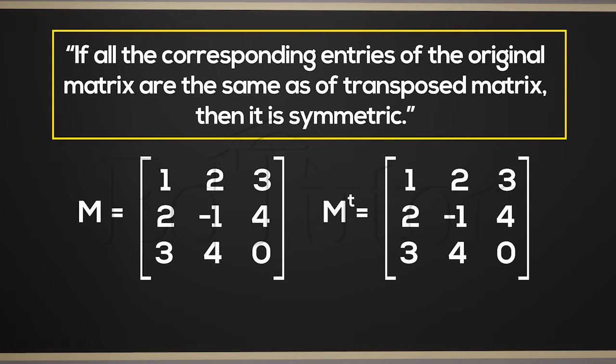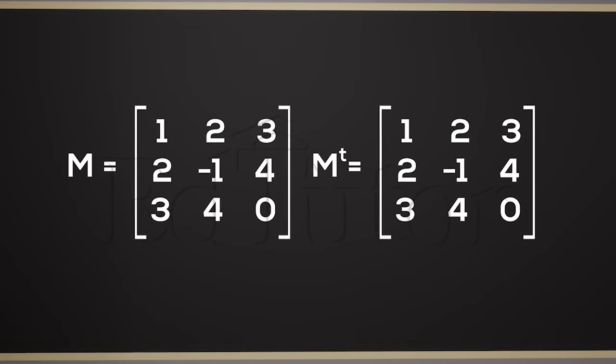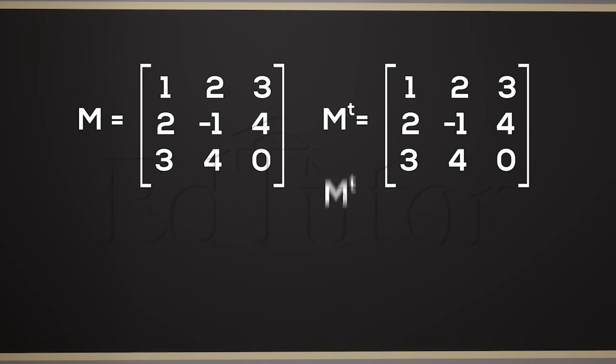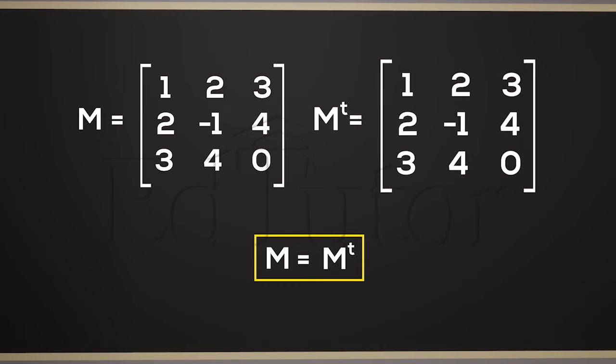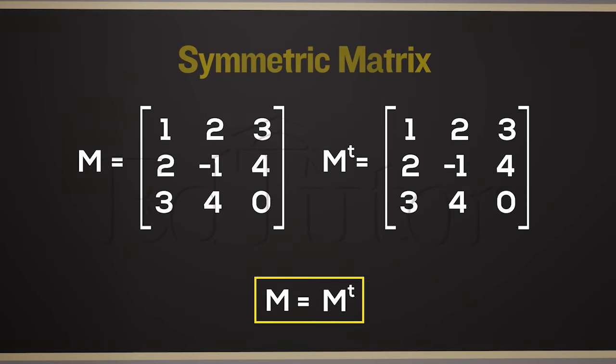Find the transpose of M by interchanging the rows and columns. Are all the corresponding entries the same? Yes. So is the transpose of M equal to M? Definitely. Since both the conditions of equality are fulfilled between M and the transpose of M, therefore matrix M is a symmetric matrix. Let's look at another example.